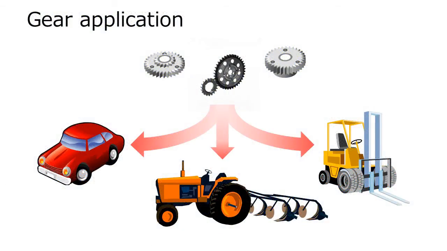Besides familiar products such as cars, they are used also in agricultural machinery and industrial machinery such as tillers and forklifts.